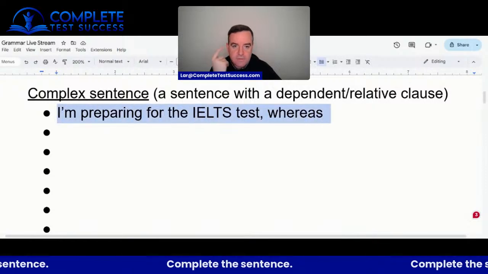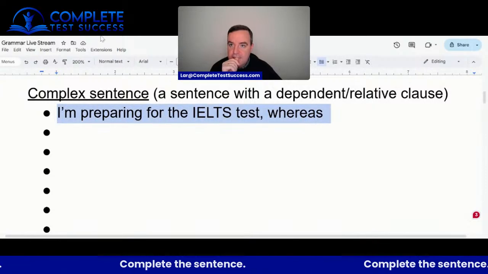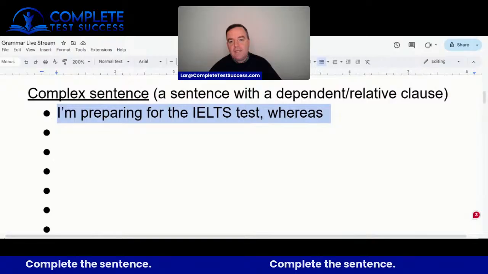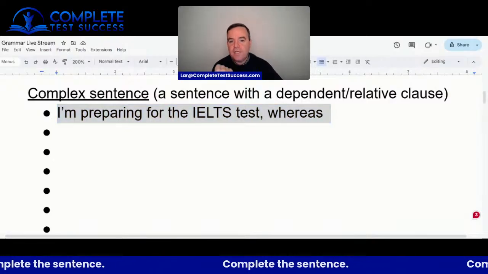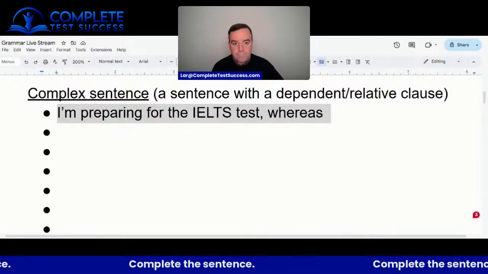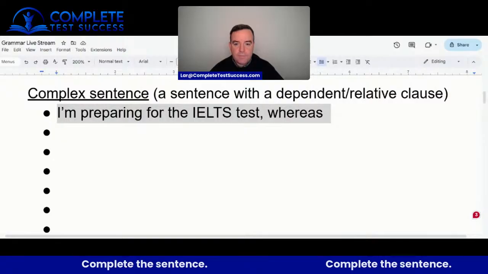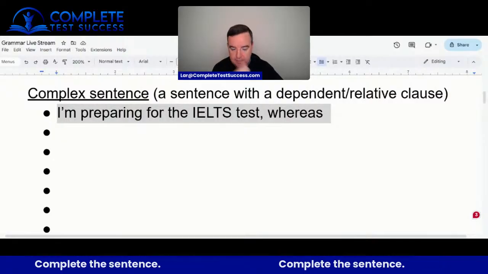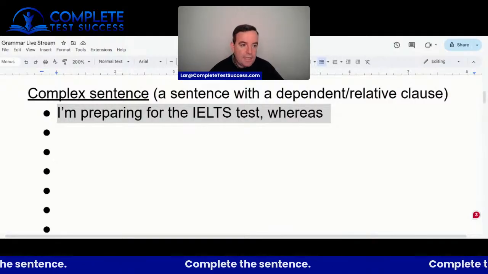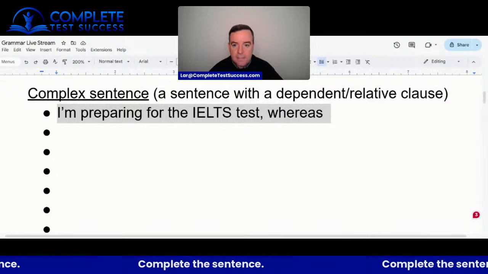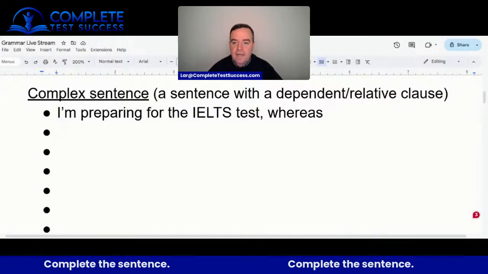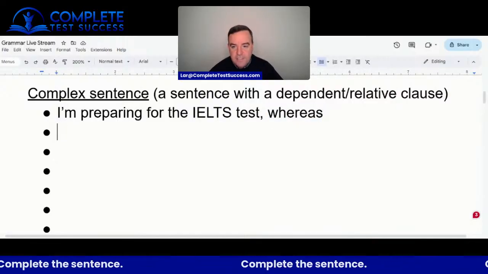I'm preparing for the IELTS test, whereas. Okay, so it's kind of a combination of coherence and cohesion as well, because we're looking at a lot of cohesive devices. Any subordinating conjunctions like this, any relative pronouns. These are all considered parts of coherence and cohesion. These are all considered cohesive devices as well. So for that reason, a lot of what we're looking at here would relate to coherence and cohesion as well. Like I said, not every complex sentence will have a cohesive device like this.